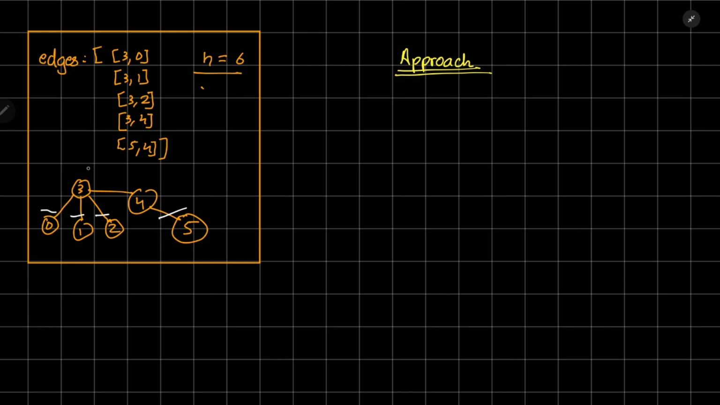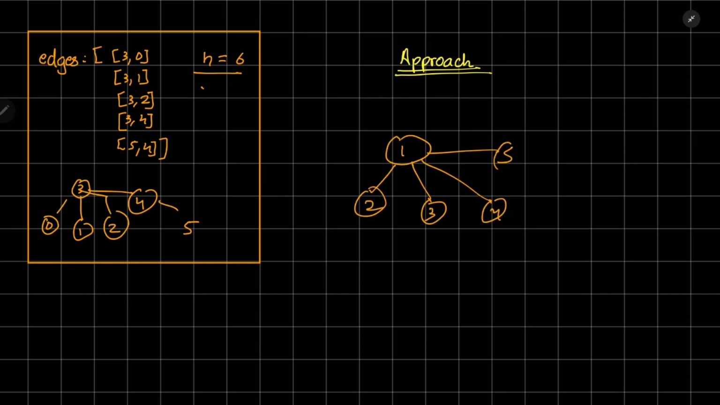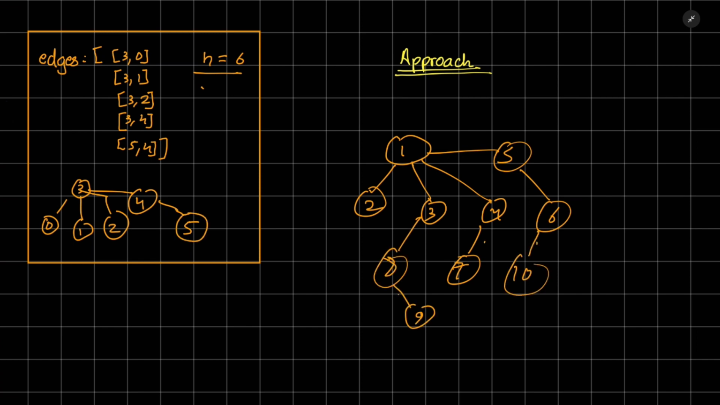Let's take a bigger example. Let's say we have this 1, 2, 3, 4, 5, 6, 7, 8, 9. Let's say we remove the first leaf nodes. So this will be our leaf node, this will be our leaf node, this will be our leaf node, and this will be our leaf node. So let's remove them.